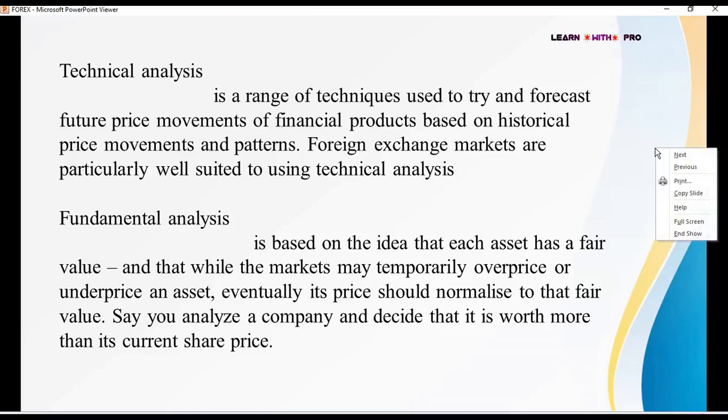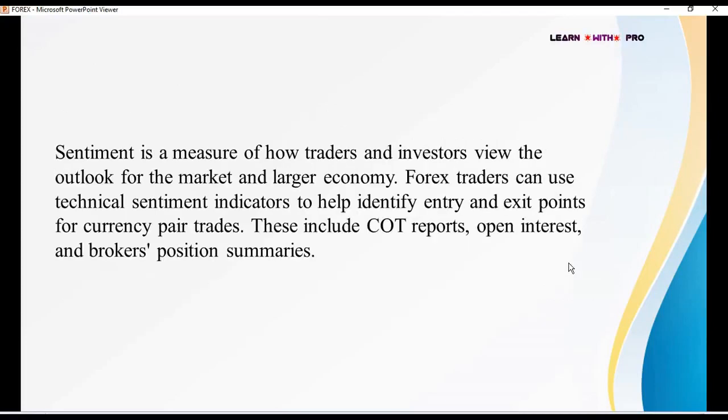And look at the definition of fundamental analysis. Fundamental analysis is based on the idea that each asset has a fair value, and that's why the market may temporarily overprice or underprice an asset. Eventually, each price should normalize to that fair value. Say you analyze a company and decide that it is worth more than its current share price.